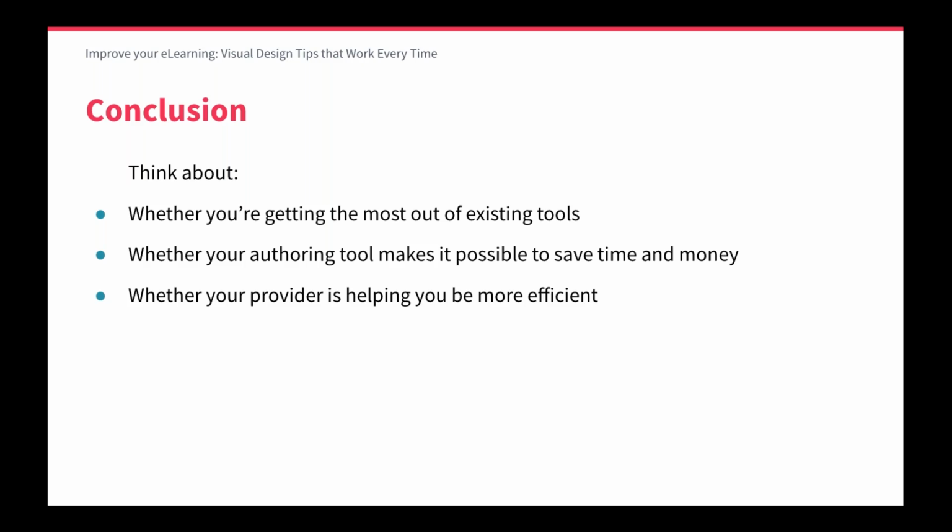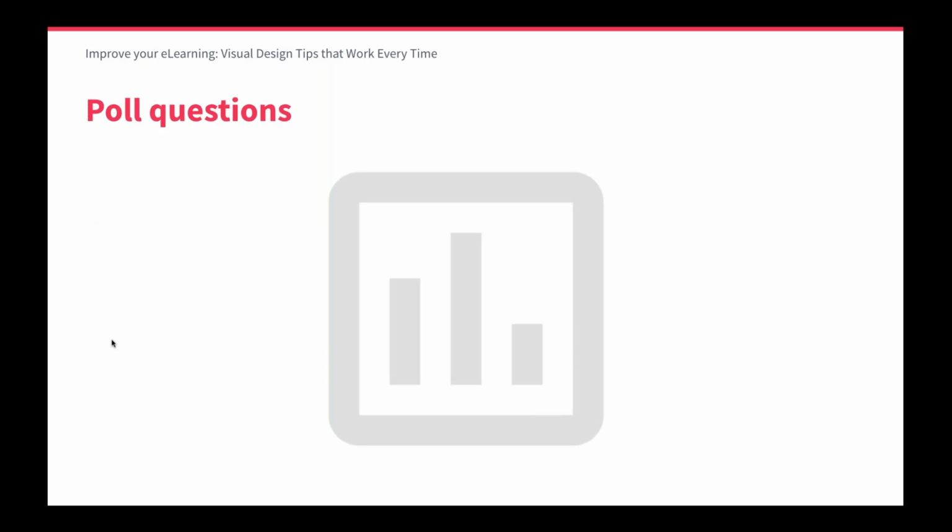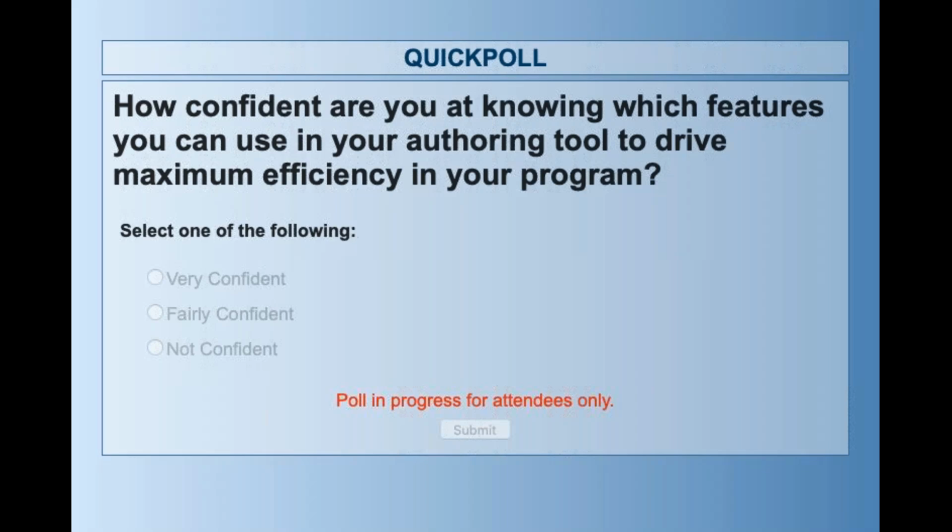We have a poll question that we'd just like to put on the screen for you. It's coming back to see whether we have increased any of that confidence for you about knowing which features you can use with your authoring tool to drive those efficiencies. So we'd really appreciate it if you could take a few moments to answer if you're very confident, fairly confident, or still not confident. And again, we'll take a few moments as we have the audience answer the question.